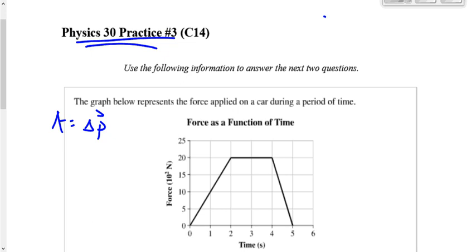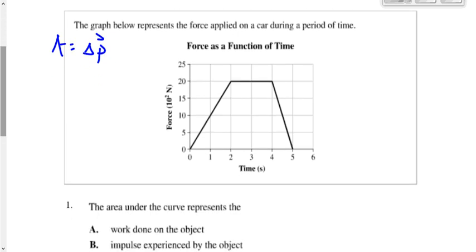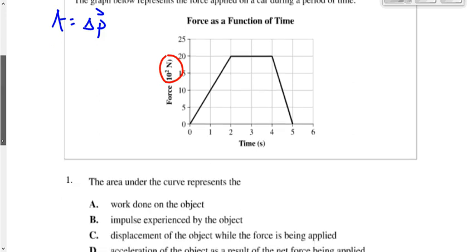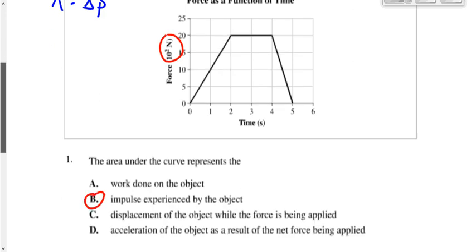Now, before we move on, we should do this with any graph that we see, including this one. We see force on the y-axis in 10 to the 2 newtons, and time is in seconds on the x-axis. That's important because we're going to do a calculation. If we need to do a calculation for this, we need to include that 10 to the 2 in our calculation. Question 1, we've already answered that, right? The area under the curve represents the impulse. If we remember those 3 words, we nail this question easy, right?